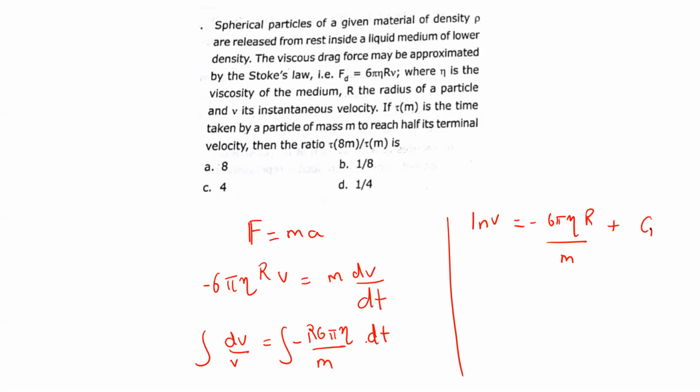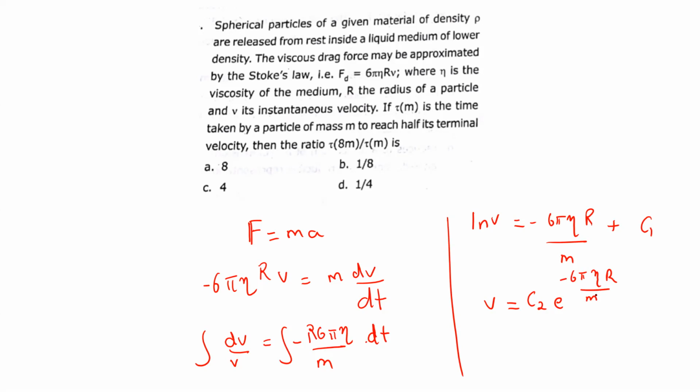So take exponentials on both sides. Now this will get raised to the power e, and multiplied by a constant. So let's call this constant c. So this is what we have.